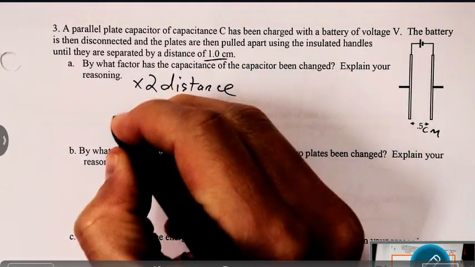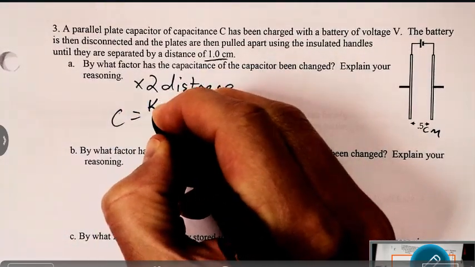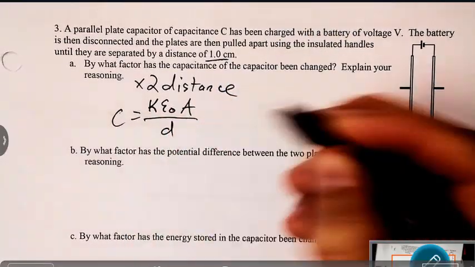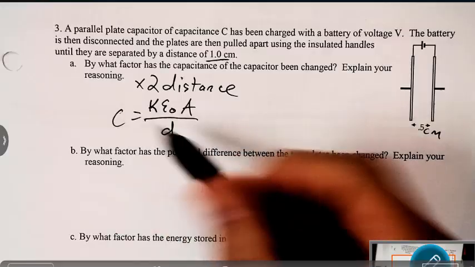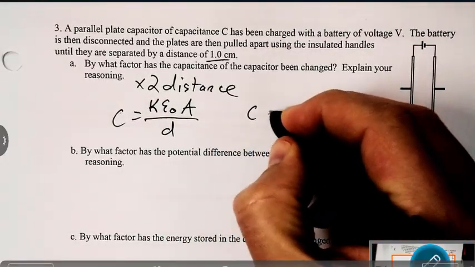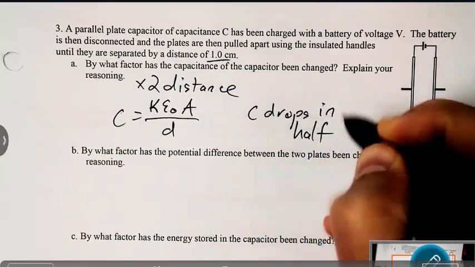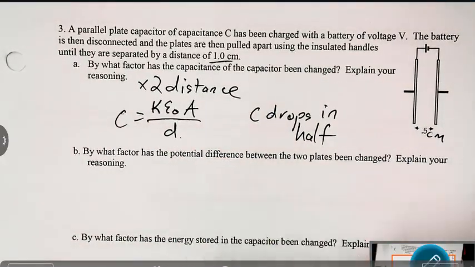which according to my capacitance equation, which is for a parallel plate capacitor, this is only true for a parallel plate capacitor. Please don't do this for other capacitors. Only true for a parallel plate. If you double the distance, the capacitance drops in half. Drops in half. Okay. Because capacitance and distance are inversely related.